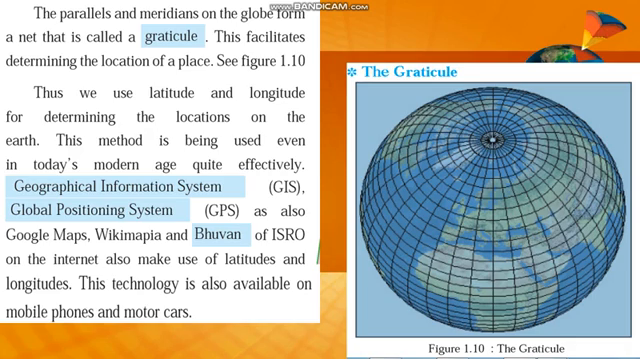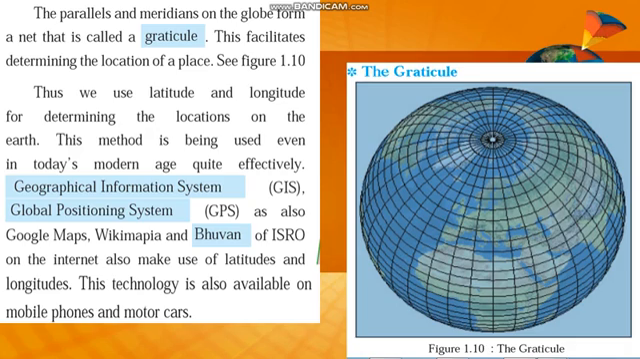So students, as we can see in figure 1.10, there is a net of latitudes and longitudes. This net is called a graticule. With the help of the graticule, we can find the exact location of a particular place. The graticule method is very effectively used in today's modern world. With the help of GIS, GPS, Google Map, we can find any place correctly on the earth. And all these technologies use the method of the graticule.